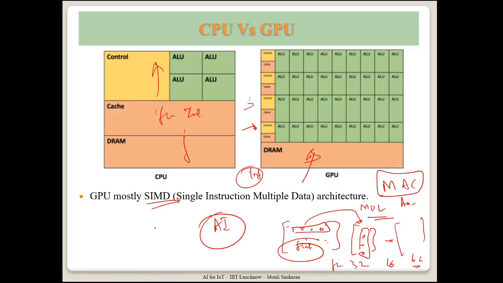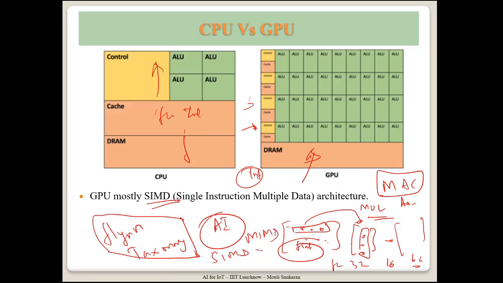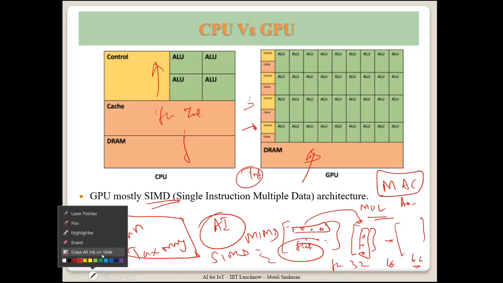Okay, if you are interested in architecture, Flynn's taxonomy, you can Google for this, or I can also share that paper. Flynn's taxonomy talks about SIMD, MIMD. Okay, there are different categories. Four categories are there. You can read them to know more about this.